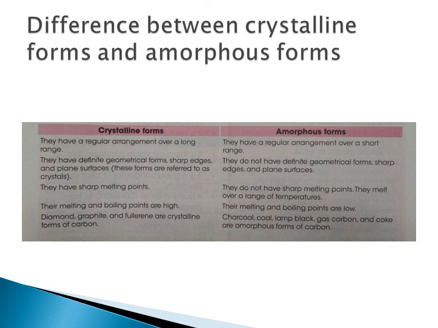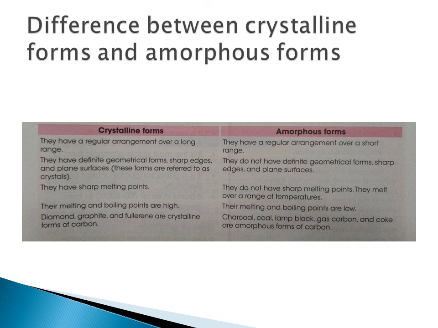Crystalline forms have high melting and boiling points. Amorphous forms have low melting and boiling points. Example for crystalline allotropes: diamond, graphite and fullerenes. Charcoal, coal, lamp black, gas carbon and coke are the amorphous forms of carbon.